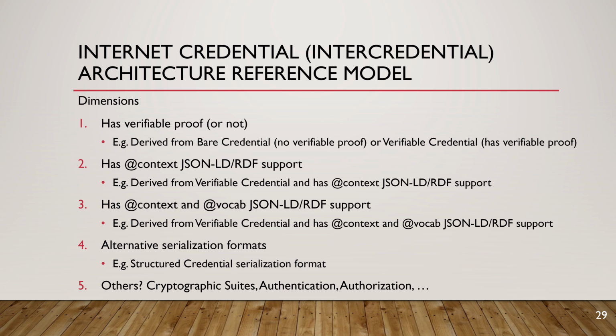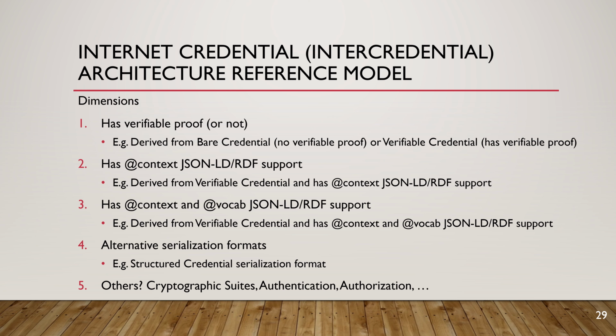So whenever you're designing an architecture reference model, you need to decide on what the dimensions are for organizing the concepts into an architecture reference model. So in this case, for internet credentials, the first dimension is, does the credential have a verifiable proof? So is the credential derived from bare credential and has no verifiable proof, or does it have a verifiable proof, and hence is a verifiable credential? So that's one way of separating the different types of internet credentials that are out there.